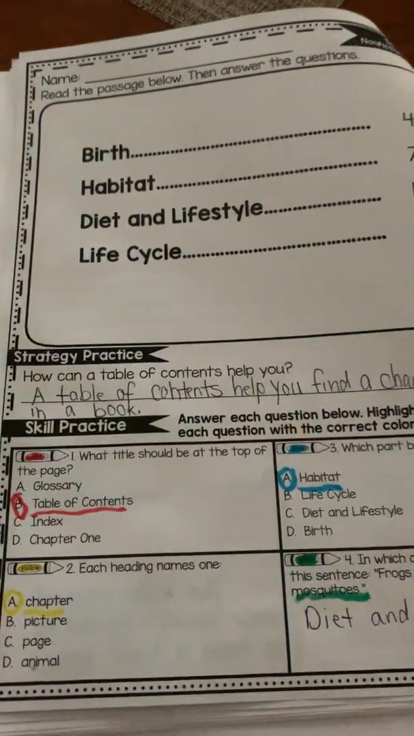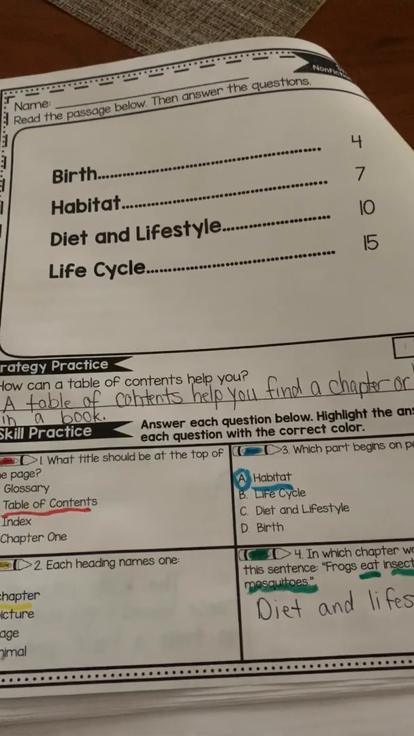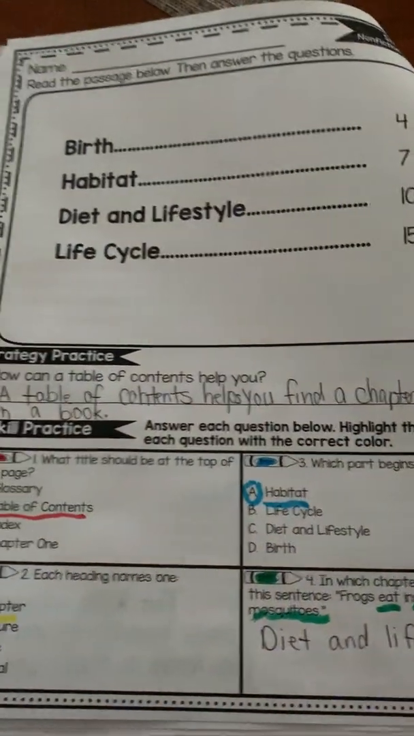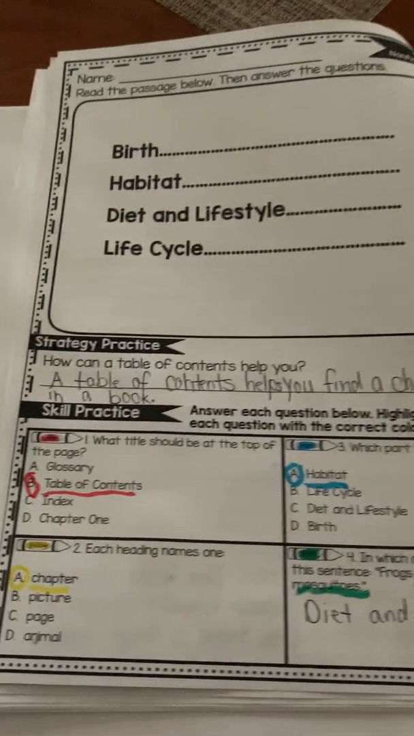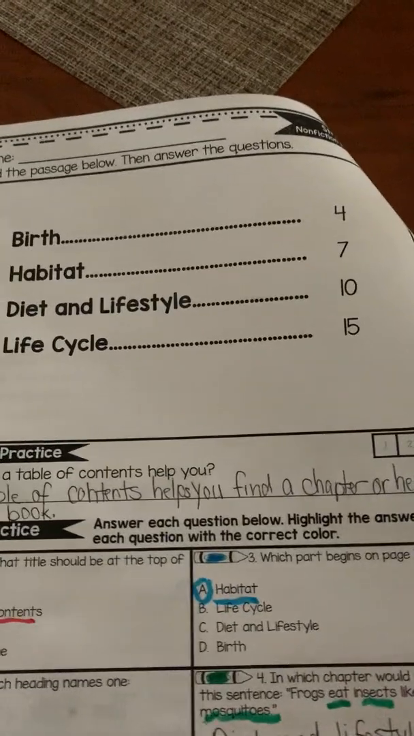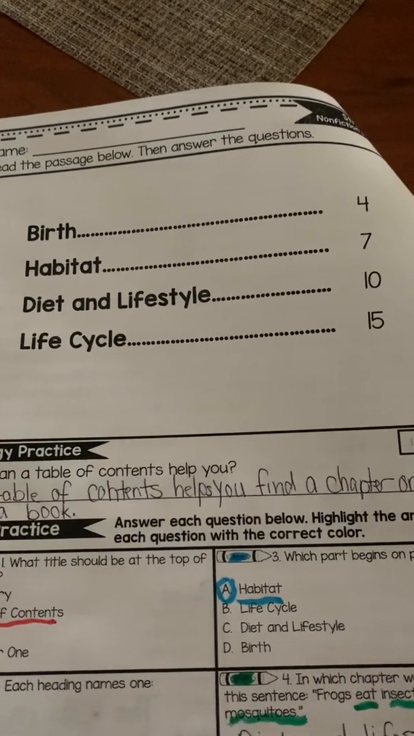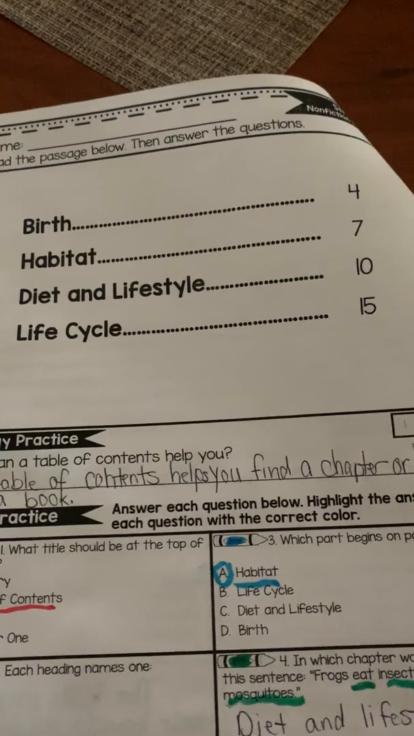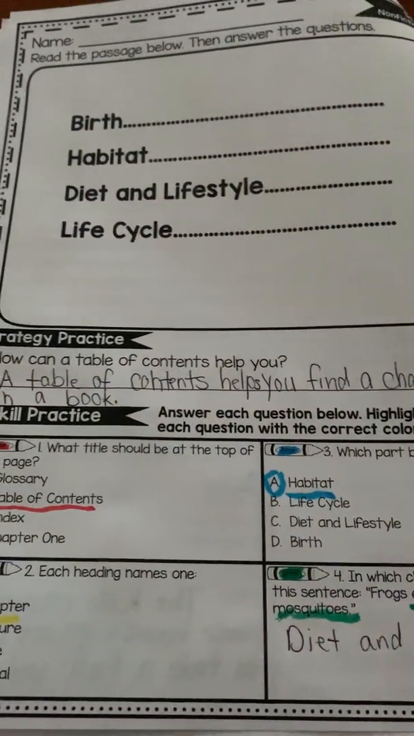So again, my answer was a table of contents helps you find, Mrs. Smale forgot her S. Good thing we reread the question. A table of contents helps you find a chapter or heading in a book. So I would know if I want to read the chapter on habitats, I would turn to page 7. If I wanted to read about the life cycle, I would turn to page 15. So that was our reading lesson today.